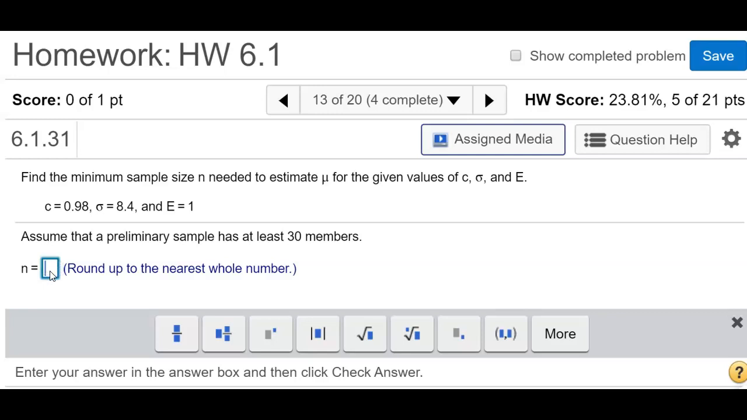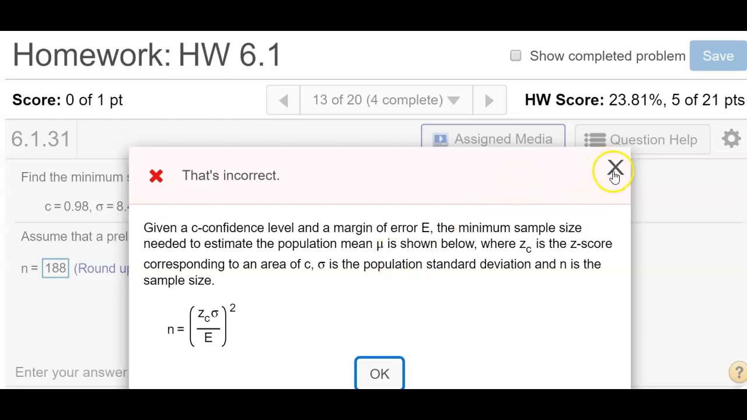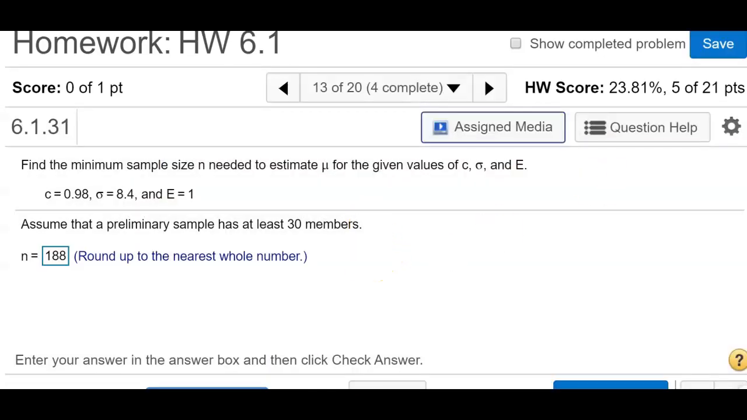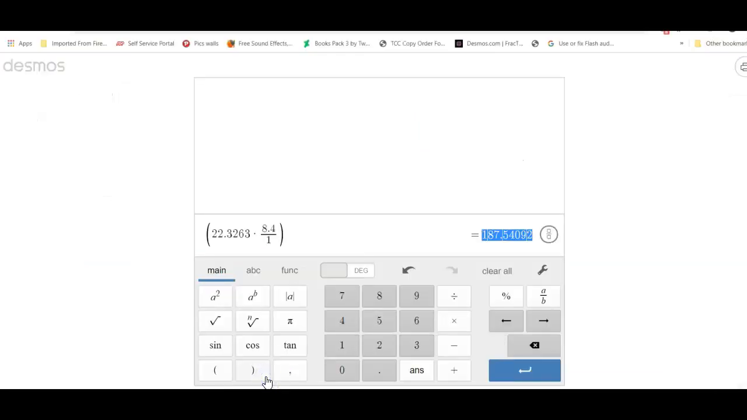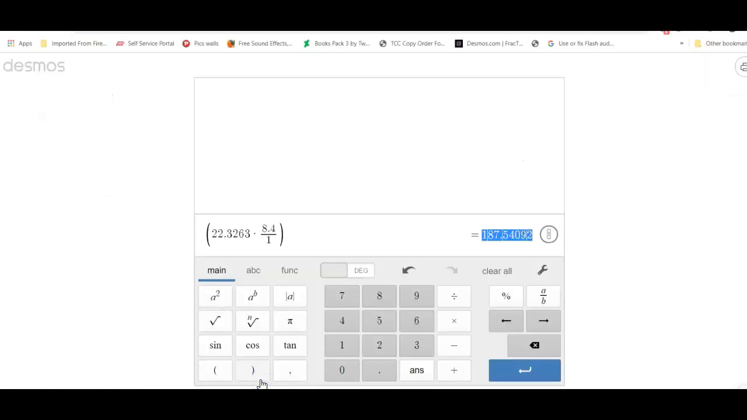They're asking me to round off to the nearest whole number, so I can't give them in decimal. I always have to round up. So 188, check my answer. Oops. Let me see, what did I put? Let me see if I have this right. Oh, never mind. It's 2 point. Okay, now square this.